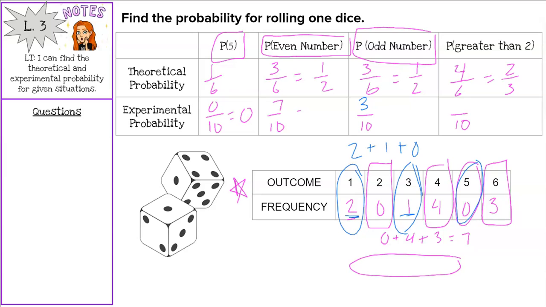And probability of a number greater than 2. So we'd have to add up all these frequencies here. So 1 plus 4 plus 3, which is 8 over 10, which can reduce to 4 over 5. So that is how you find theoretical and experimental probability. You can go ahead and move into your practice.